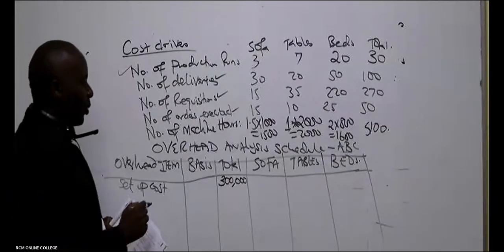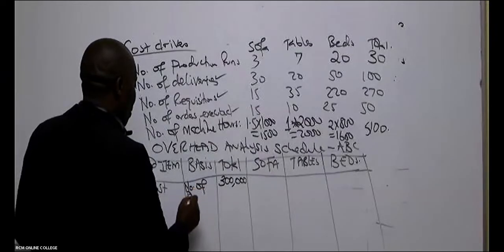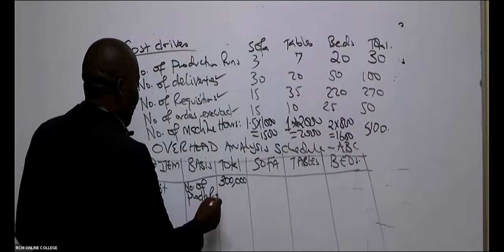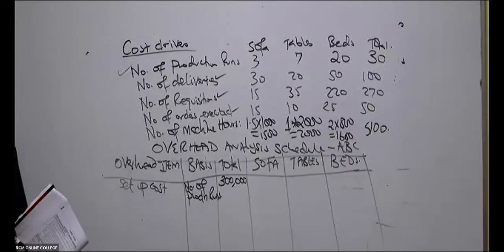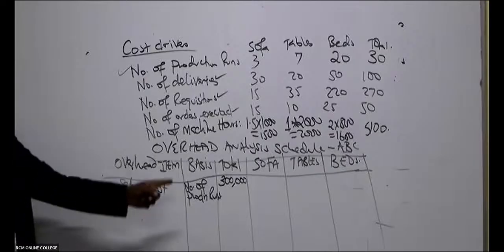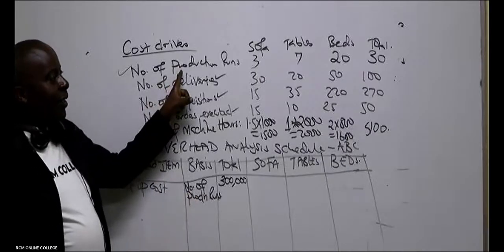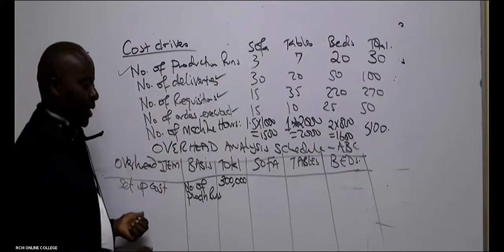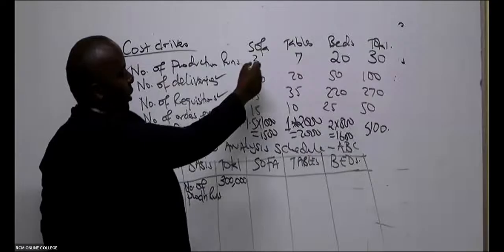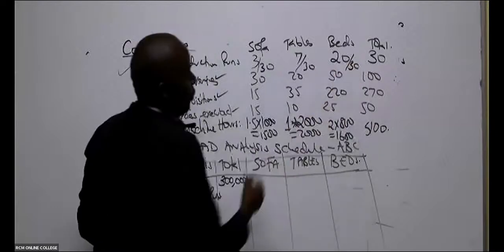Number of production runs. So then what do you think will be the best way to apportion this figure? We have been given number of production runs. Do we have them here? Yes, 3, 7, 20, isn't it? So already we have that. So in this case now you know this is 3 over 30, 7 over 30, 20 over 30.